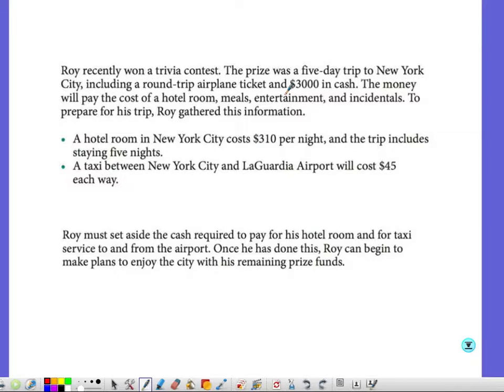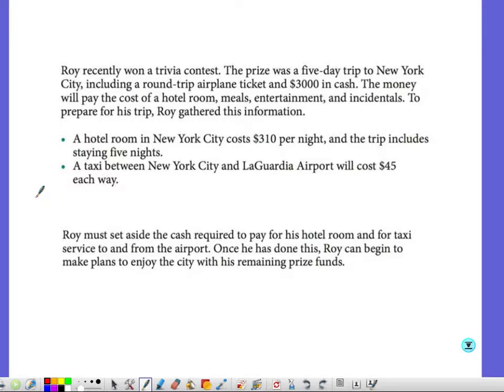Okay, Roy recently won a trivia contest. The prize was a 5-day trip to New York City, including a round-trip airplane ticket and $3,000 in cash. The money will pay the cost of a hotel room, meals, entertainment, and incidentals. To prepare for his trip, Roy gathered this information. A hotel room in New York City costs $310 per night, and the trip includes staying 5 nights. A taxi between New York City and LaGuardia Airport will cost $45 each way.